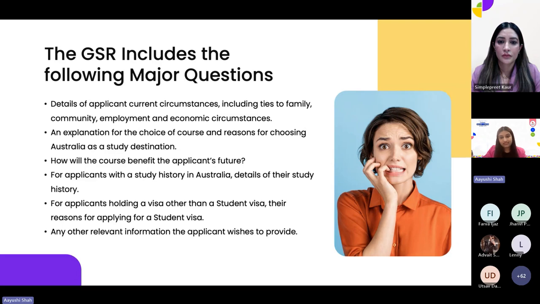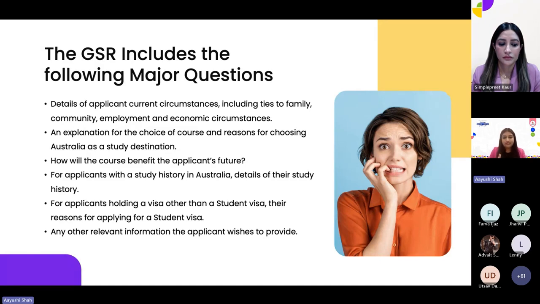So your answers have to suffice within only a 150 word limit per question. Now, one thing is you must respond to all the questions given. You can't say, "Please find the attached GSR statement," and then upload the statement at the back of the application. No, because that's not what immigration wants. That's not what the department wants, and that's not why they have incorporated these questions within the application. So obviously they want you to answer those questions.